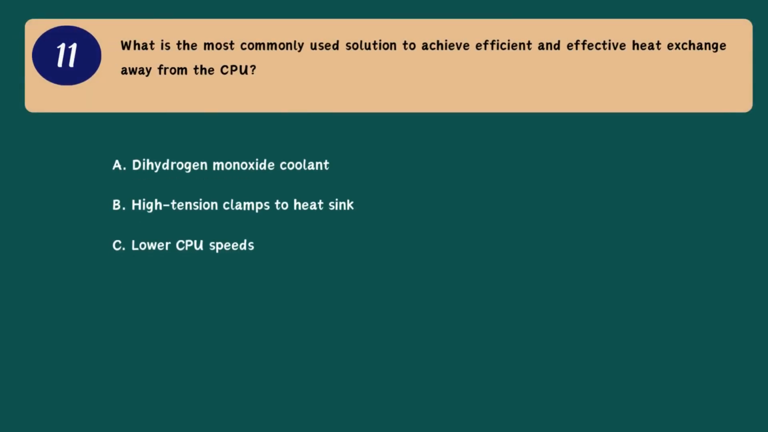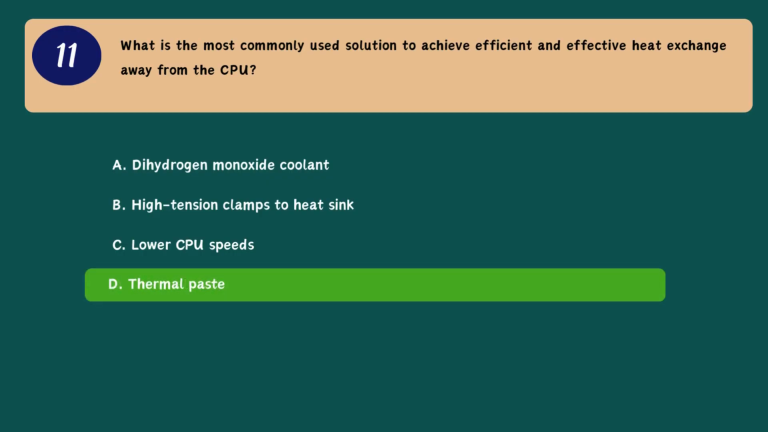Question 11. What is the most commonly used solution to achieve efficient and effective heat exchange away from the CPU? A. Dihydrogen monoxide coolant. B. High-tension clamps to heat sink. C. Lower CPU speeds. D. Thermal paste.